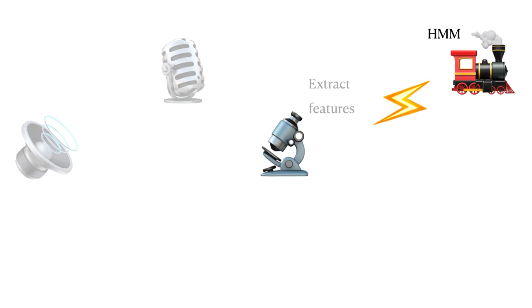The job of the HMM is to hypothesize what was the likely series of phones that led to this sound wave being created. The HMM doesn't operate directly on the sound wave, but rather the input of the HMM is the features extracted from the sound wave. The output of the HMM is a series of hypothesized phones. The phones correspond to what phones in the language might have created that series of sounds.